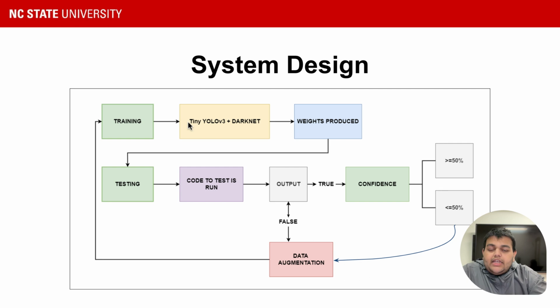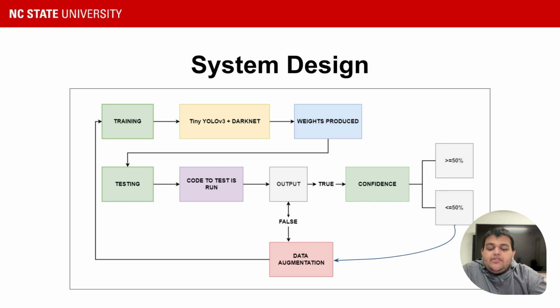Now, coming to the complex part of our system design, once we train, we give it to the model, like Tiny YOLO and Darknet, and we've defined certain configuration parameters here, like how our batch size is going to change, how our learning rate is going to change, when we pass our global minima, and what weights are produced. We produce a set of weights and we test our model on it using our code.